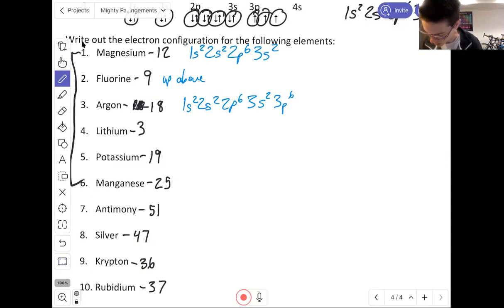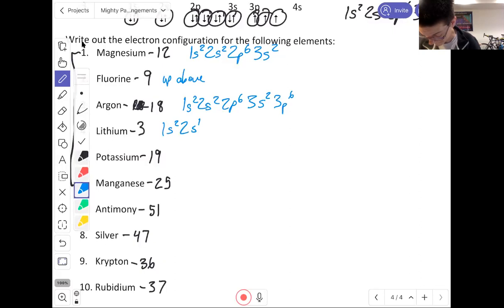Lithium, super short. 2s1. So this is actually the first one where you can see that this last number does not have to be 2, 6, 10, or 14. If it's the last number, it can be smaller than that because you don't want to overshoot what the configuration is. Potassium, tell me that one.